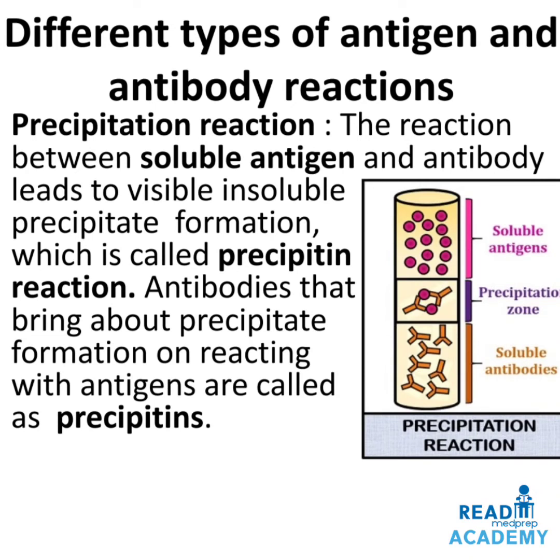Precipitation reaction. The reaction between soluble antigen and the antibody leads to a visible insoluble precipitate formation, which is called precipitin reaction. Antibodies that bring about precipitate formation on reacting with the antigens are called precipitins. In the image on the right side, you can see on either side the soluble antigens and the soluble antibodies. When they are combined together, they form a precipitation zone where a precipitate is formed which is insoluble.